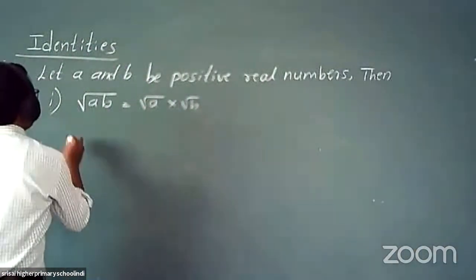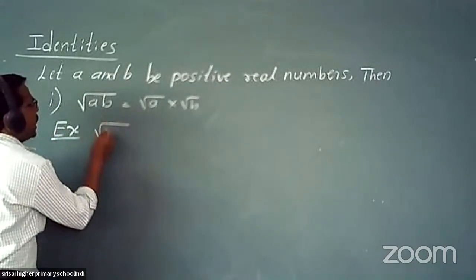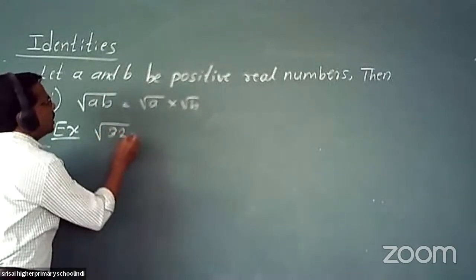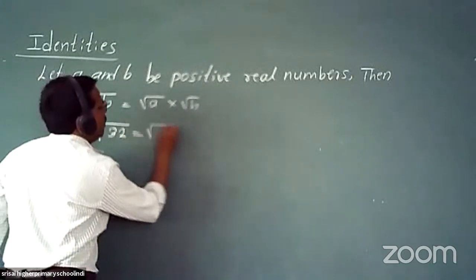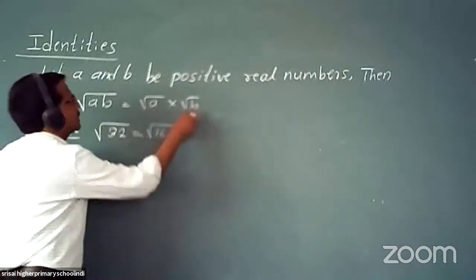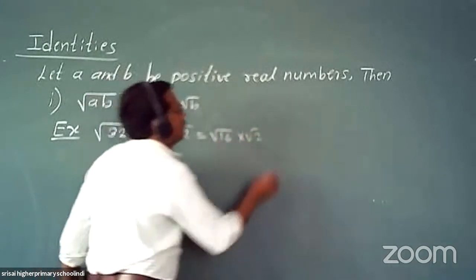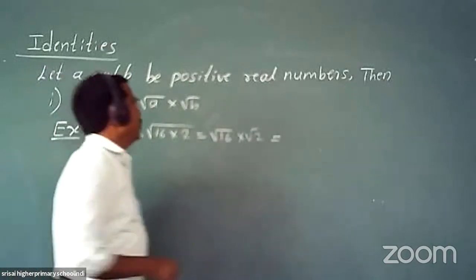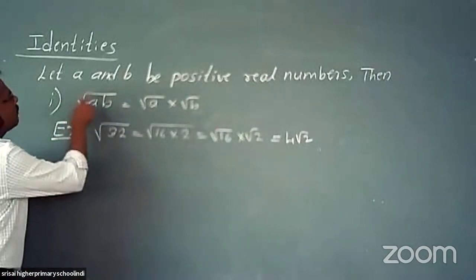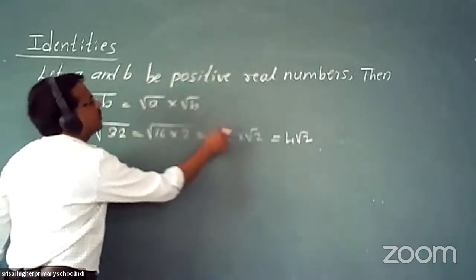Example, we can write one example. For example, if square root of 32 is there, I'll write square root of 16 into square root of 2. Further, square root of 16 is how much? 4. 4 root 2 is its answer. Means square root of a into b can be written as square root of a into square root of b.